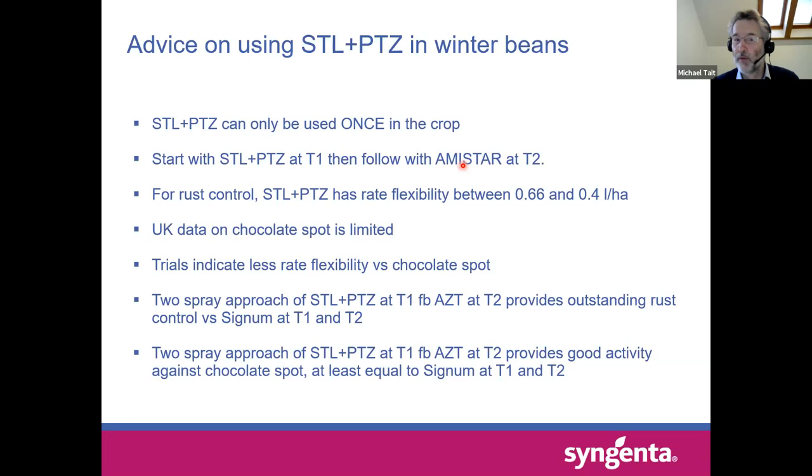There is good rate flexibility for the solatanol prothio mixture if your main disease is rust. And as you've seen in that trial, we have shown some nice activity down to that 0.4 rate, but to be safe, you're probably best to go at about a half a liter. Our data on chocolate spot is a bit more limited. And at the moment, we don't have enough to indicate that rate flexibility is a good idea on chocolate spot. So we'd be sticking with the idea of using the 0.6 rate and then following with Amistar if necessary.